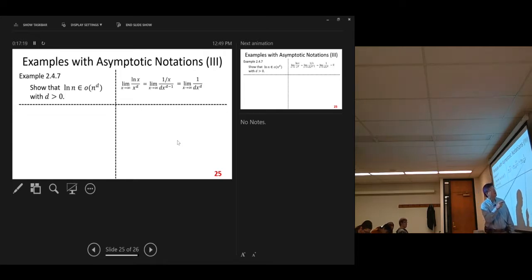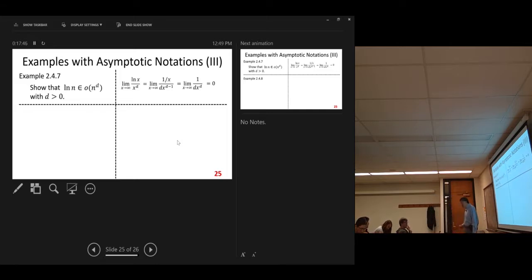this time, x to the d-th power, d is a positive number, any positive number. So when x goes to infinity, this function goes to infinity, right? Positive. We only need it to be positive. So the result, the limit is 0. See? The limit is 0.